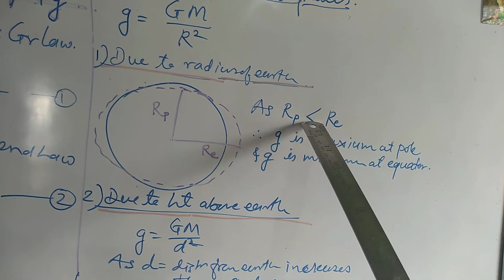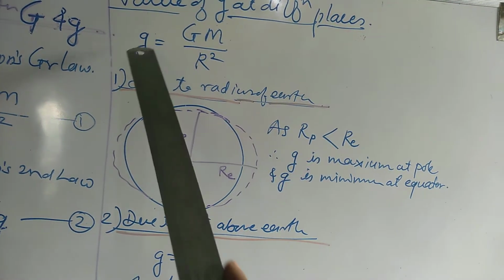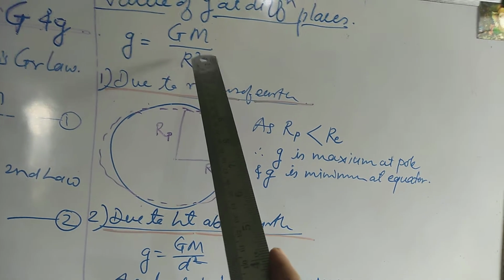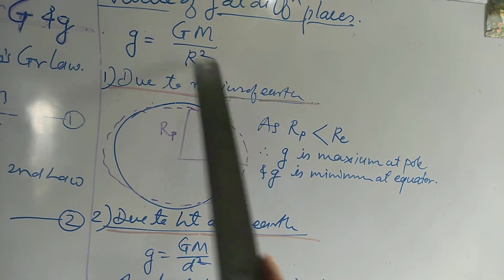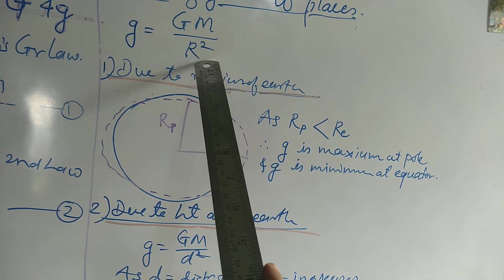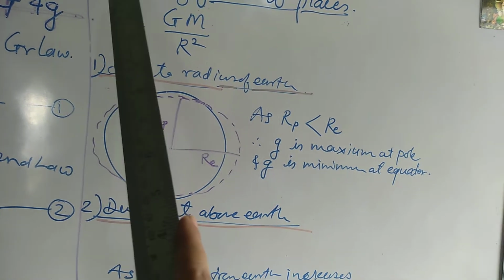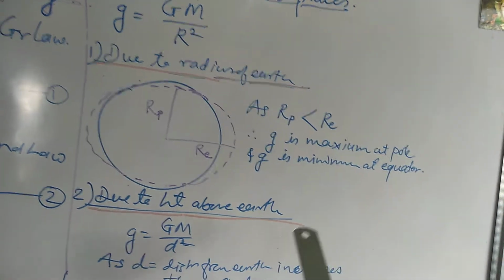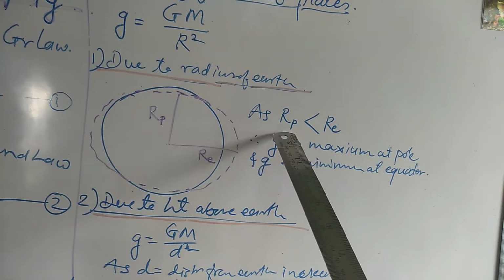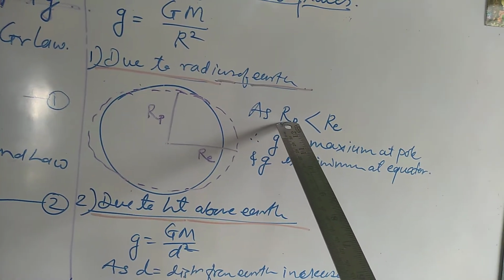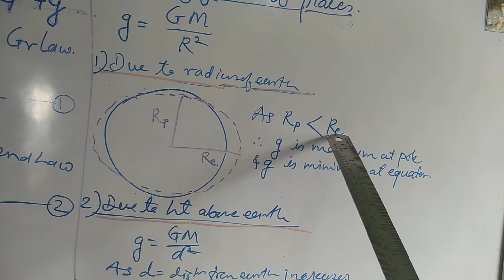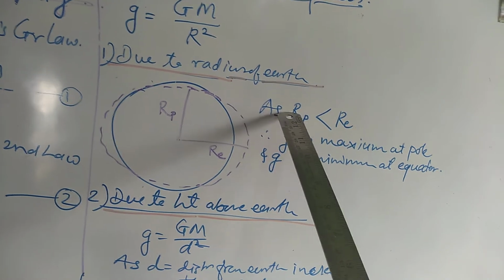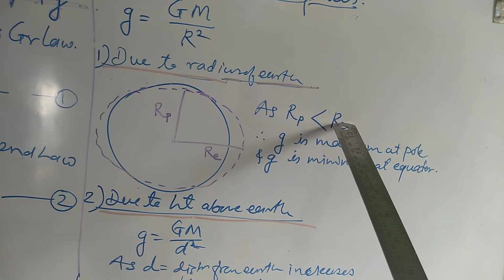As the radius varies, we know that g is inversely proportional to the square of r. Inversely proportional means if one quantity is decreasing, another will increase. If one is increasing, another should decrease. Now here, as the radius at the pole is less than the radius at the equator, it means that g will be greater here and g will be less here.